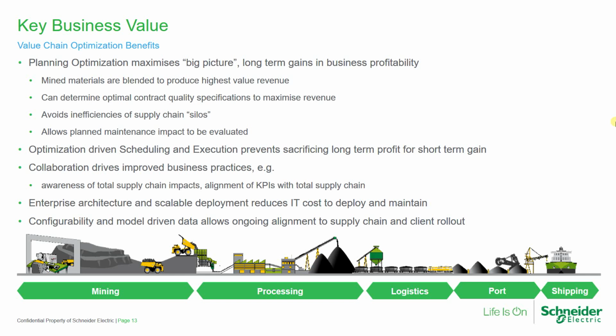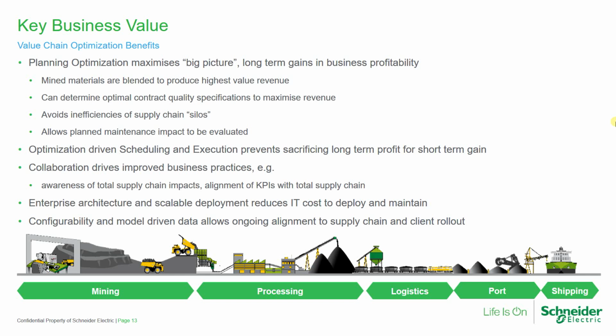Having scheduling and execution driven by the optimization targets prevents the schedulers from sacrificing long-term profit for some short-term gain. Collaboration drives improved business practices. For example, awareness of how one part of the supply chain impacts on the rest of the system. It means that the KPIs for each part of the supply chain can be aligned with what gives the highest overall benefit.